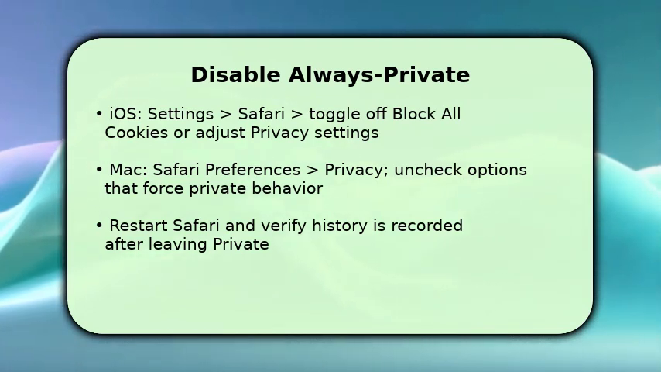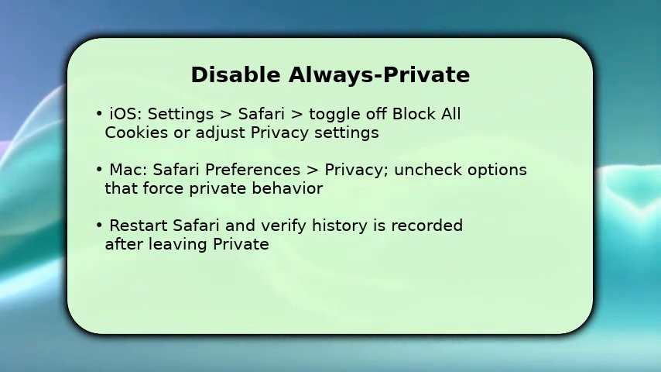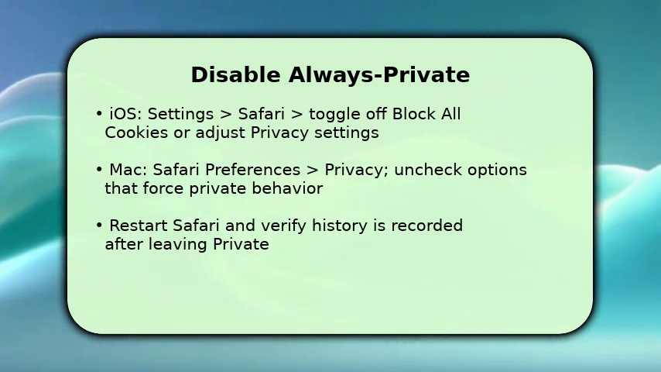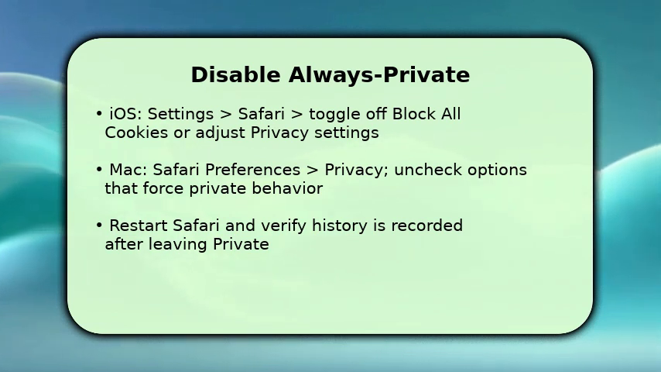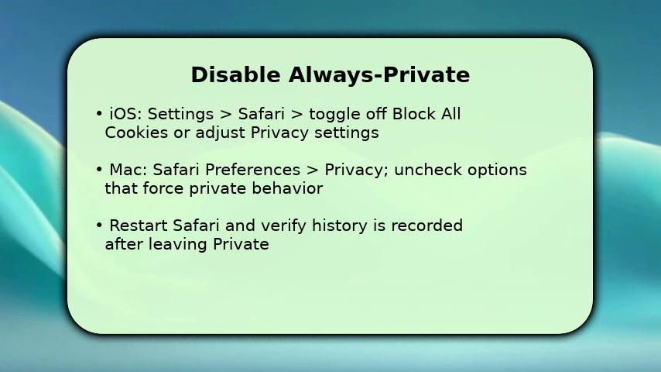On iOS, open Settings, go to Safari and review privacy and security toggles. Turn off overly restrictive settings that mimic permanent private sessions. On Mac, open Safari Preferences, visit the Privacy tab, and disable options that block cookies or site data if you want normal history recording. Restart Safari to apply changes and then browse a page.